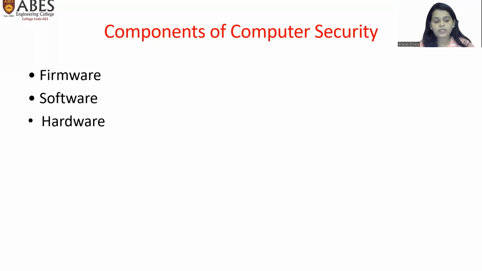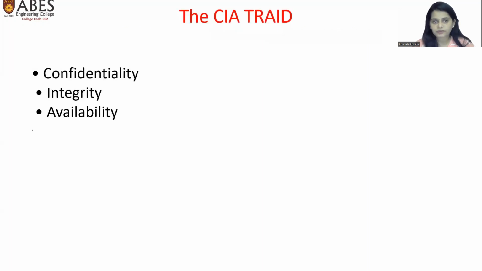Next is software. Software is the programming that offers services like operating system, word processor, and internet browser to the user. Next is hardware. Hardware is the physical part of the computer system like memory, hard disks, etc. Okay, so these are the components of computer security.